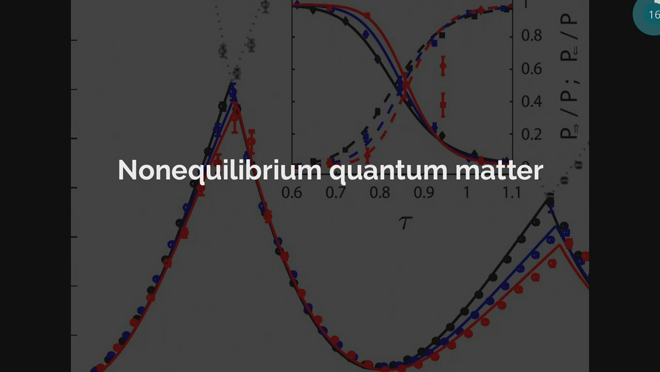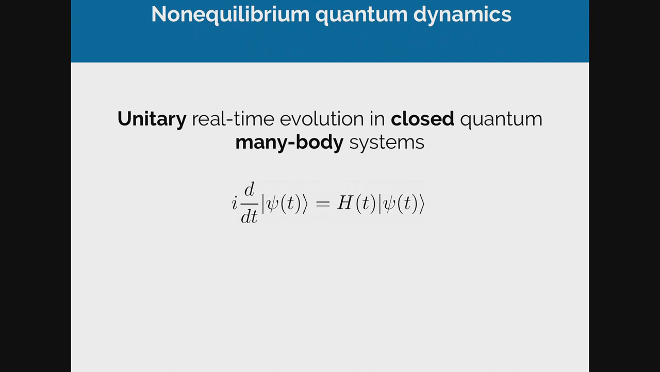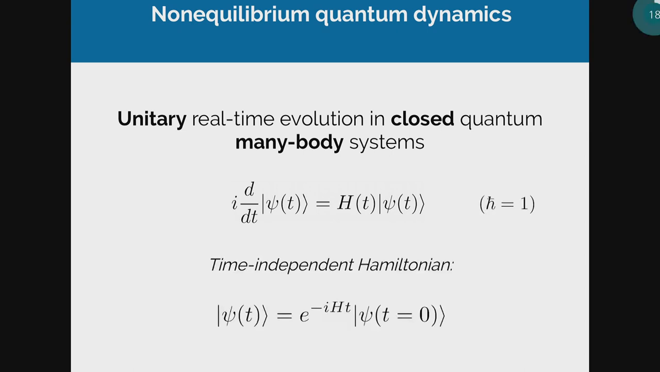OK. So now let me start with a rather general introduction into non-equilibrium dynamics of quantum many-body systems. And in particular, what I will consider in the following is the purely unitary dynamics, unitary real-time evolution of closed quantum many-body systems. So of a quantum system which is decoupled from any environment such that its evolution is governed only by the Schrödinger equation, which you all well know. Let me say that in the following, I will always use units where we set h bar equal to 1. If we have a time-independent Hamiltonian, that's the case I will consider mostly in the following, we can solve formally this equation rather easily in the following form.